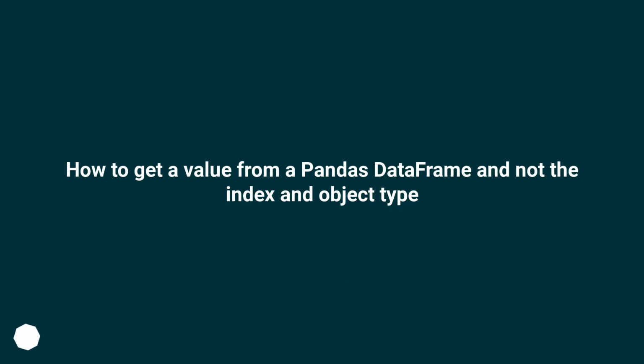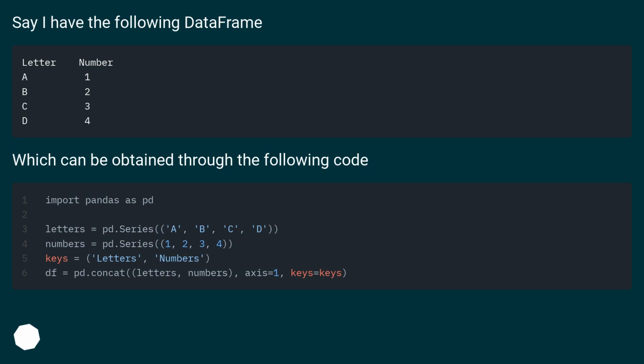How to get a value from a Pandas DataFrame, and not the index and object type. Say I have the following DataFrame, which can be obtained through the following code.